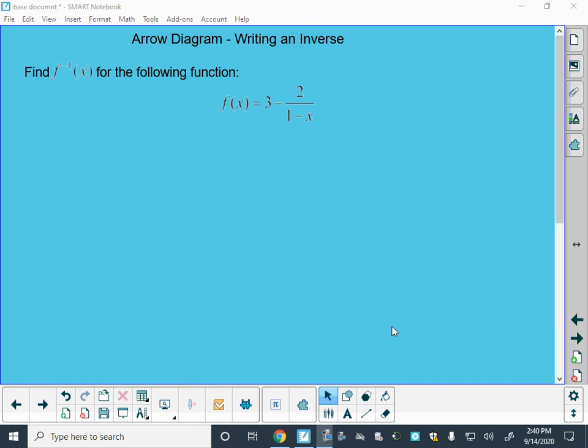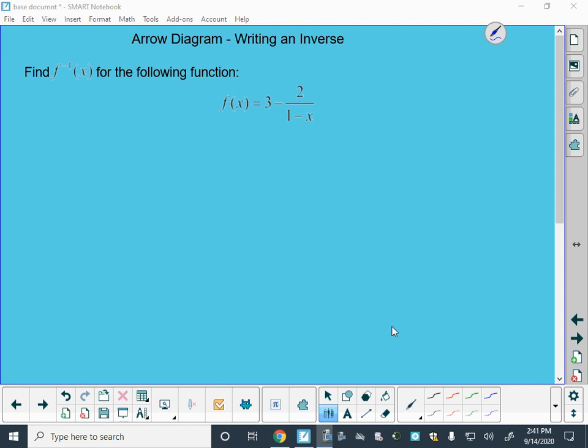All right, welcome back. Again, we're going to take a look at using arrow diagrams to write the inverse of a function. So we have a function here that is not completely straightforward, and we're going to take a look at what the inverse of that function would be.